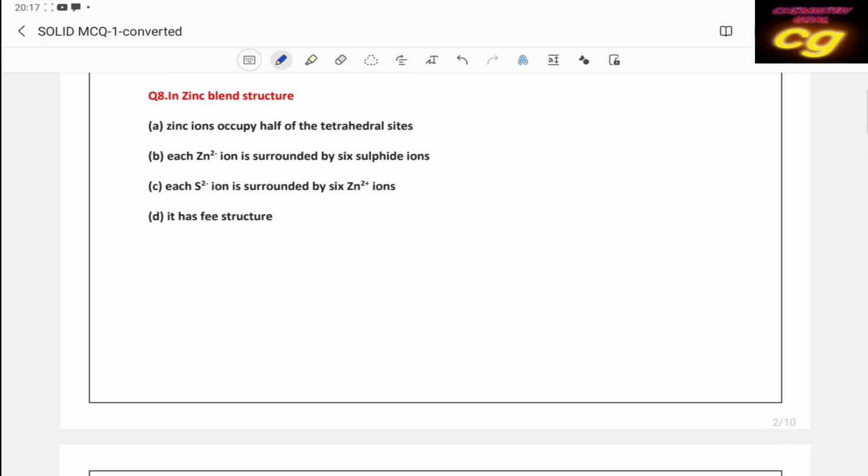In zinc blende structure, zinc ion occupies half of the tetrahedral sites. Each zinc ion is surrounded by 6 sulfide ions. Each sulfide ion is surrounded by 6 Zn2+ ions. It has a three-dimensional structure. Here the correct answer is that zinc ion occupies half of the tetrahedral sites. This is the correct answer.